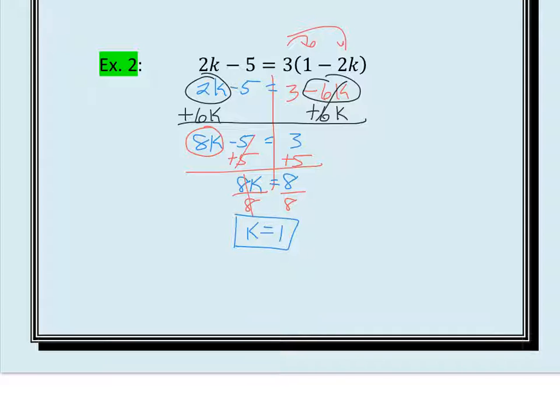So in this one, I chose to move the minus 6k to the left because remember, negatives are always smaller than positives. You could have moved the 2k over to the right by subtracting 2k. You just would have gotten a negative 8k over here, and you would have had to deal with the negatives. So long as you still got k equals 1, you have a correct solution.